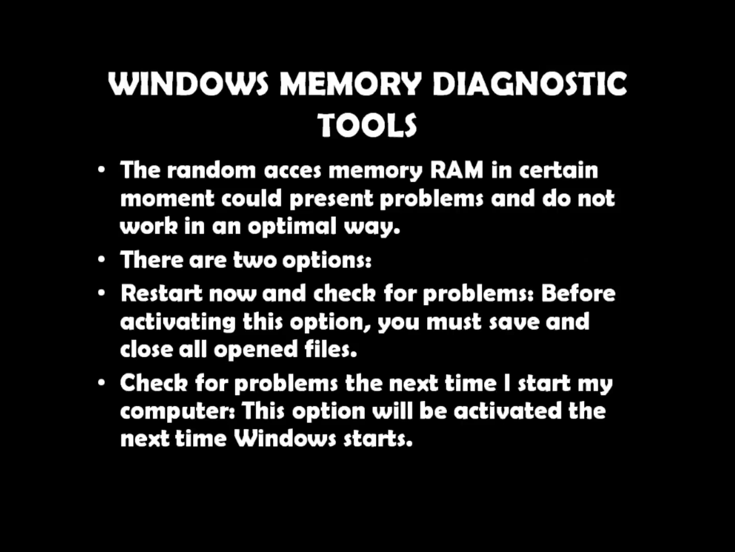Windows Memory Diagnostics Tool. The random access memory RAM in certain moments could present problems and not work in an optimal way. There are two options. Restart now and check for problems. Before activating this option, you must save and close open files. Or check for problems the next time I start my computer. This option will be activated next time Windows starts.